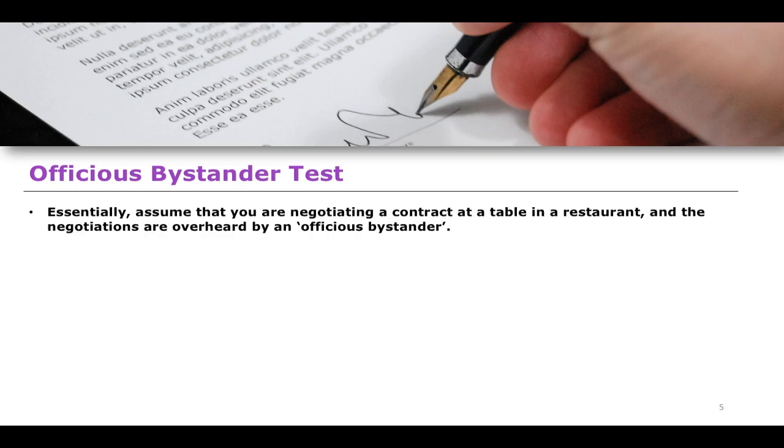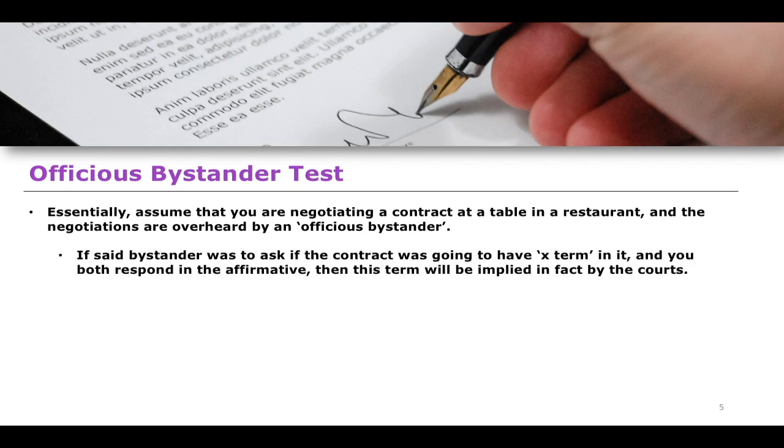Essentially, what you do is you associate yourself with a negotiating partner at a table in a restaurant. You are assuming that you are negotiating a contract, and the negotiations are overheard by an officious bystander. And if the said bystander were to ask if the contract was going to have X term in it, and you both respond in the affirmative, then this term will be implied in fact by the courts. That's essentially what the officious bystander test tells us.